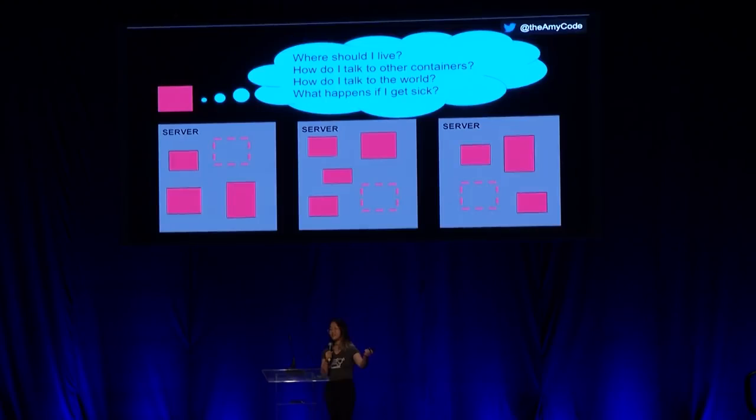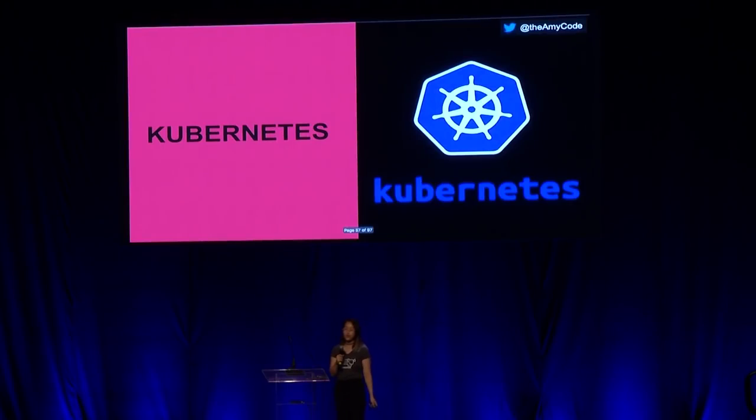You can't just leave your baby computer and plop it into a server, right? Your baby computer is going through an existential crisis. It's asking questions like, where should I live? This is under the realm of scheduling. How do I talk to other containers? That's under the realm of networking. How do I talk to the world? So how do I route traffic to my baby computer? What happens if I get sick, right? And this is where Kubernetes comes in.